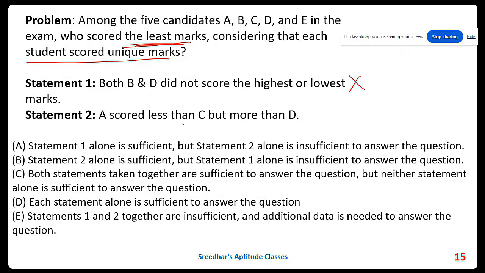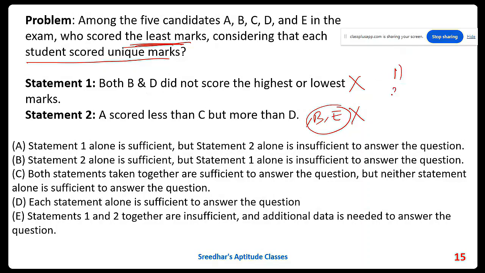Next, A scored less than C but more than D. So here also, without knowing about B and E, we cannot find who scored least. So statement 2 alone is also not sufficient. When individually they are not sufficient, the next thing is to combine the statements.